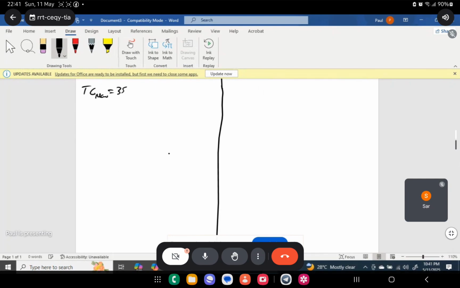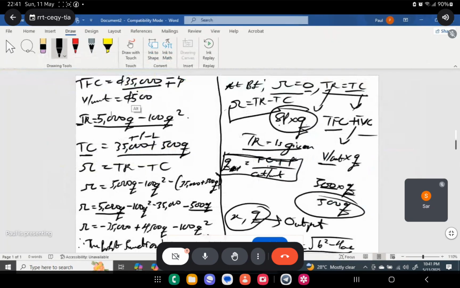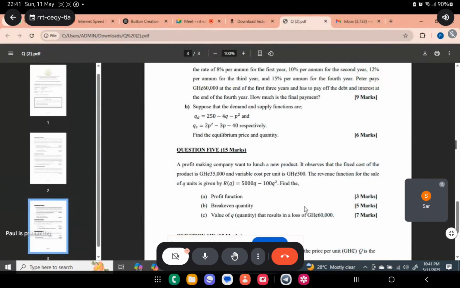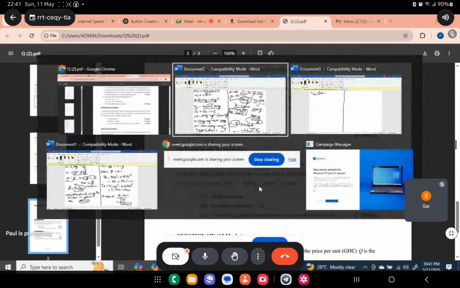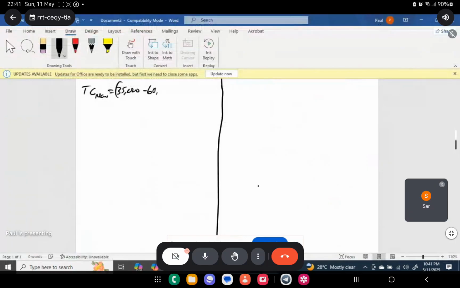That's the 35,000 minus the loss we are anticipating. And that loss was what? 60,000. So if you are anticipating a loss of 60,000, we subtract it, plus our 500Q. So when we subtract, what do we get? We get minus 25,000 plus 500Q to be the new total cost function.